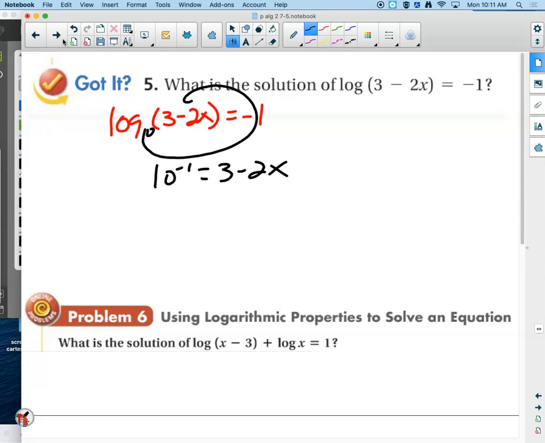Now, 10 to the negative 1, you could leave it in there if you're going to do decimals all the way through, but that would drive me bonkers. Because one of the things we have to do on the non-calculator portion of this test is remember that negatives are for fractions. So we'll put a 1 on the top, and 10 to the first is 10. Then we'll do the math. Let's subtract 3 from both sides.